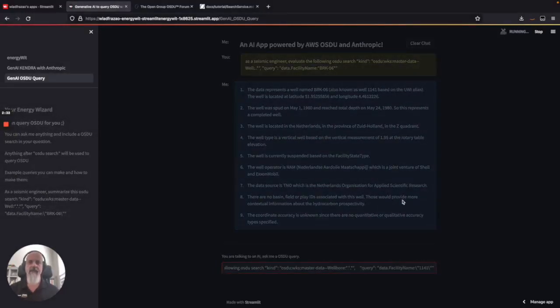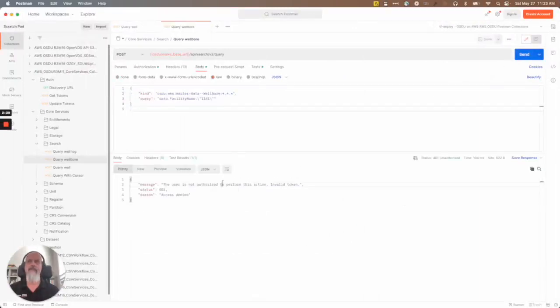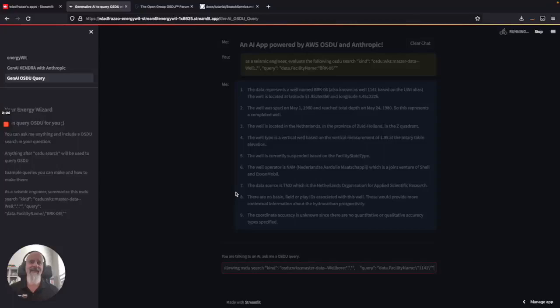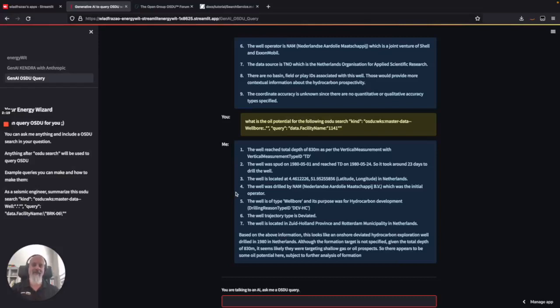So if I look here at this query, the traditional API, oops, my token expired. That's okay, it shows the security of the system, right? But here I re-authenticate every time that I run a query. So yeah, what's the oil potential for the following OSDU search?